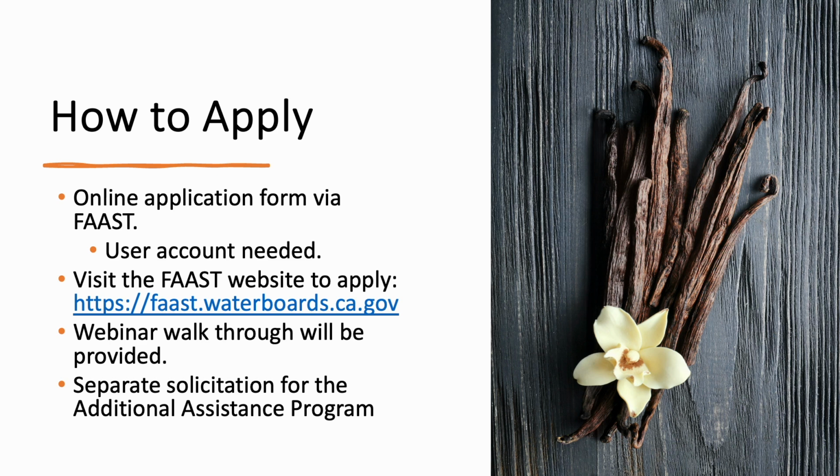Concept proposals for the SCBGP are submitted through a web-based application called FAST. All proposals must be submitted electronically using the FAST platform. Each applicant will need to set up a user account and a WB key to access FAST. A walkthrough of how to use the FAST will be covered later in today's webinar. Again, the Additional Assistance Program has a separate application process. Please email grants@cdfa.ca.gov as soon as possible if you're interested in applying via this program.